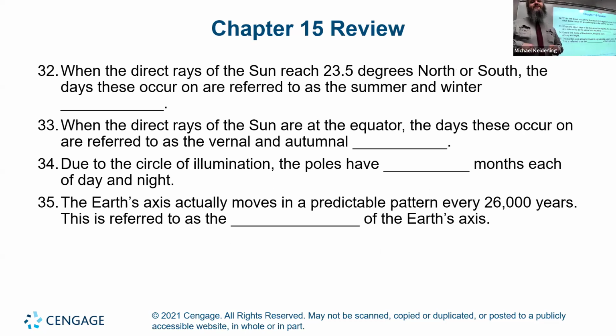When the direct rays of the sun reach 23.5 degrees north or south, the days these occur on are referred to as the summer and winter solstices. When the direct rays of the sun are at the equator, the days these occur on are referred to as the vernal and autumnal equinoxes. Due to the circle of illumination, the poles have exactly 6 months of day and night. And the Earth's axis actually moves in a predictable pattern every 26,000 years. This is referred to as the precession of the Earth's axis.